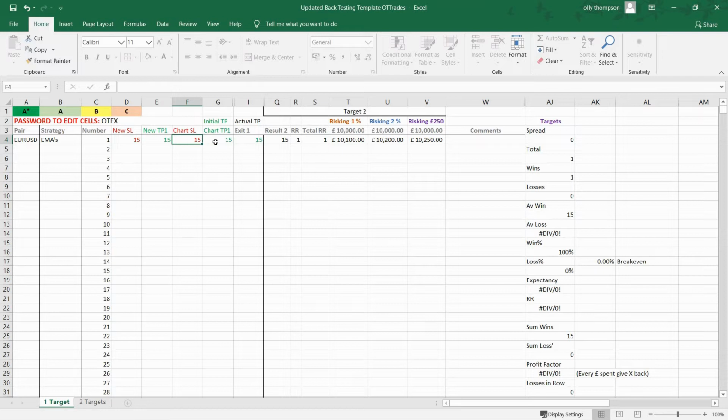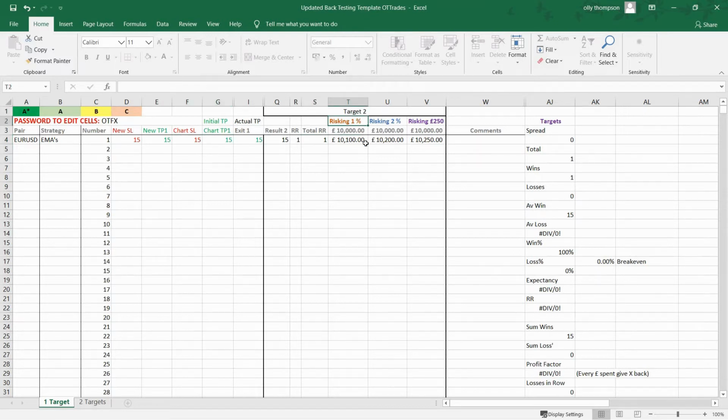We're going to chart stop loss 15 pips, chart profit target 15 pips, and we won 15 pips. So the result, 15 pips. Risk to reward was 1-to-1. Total risk to reward 1-to-1. This is going to add up. At the moment it's just going to go 1, 2, 3, 4, 5, 6 because we're just constantly going to be 1-to-1 risk to reward.